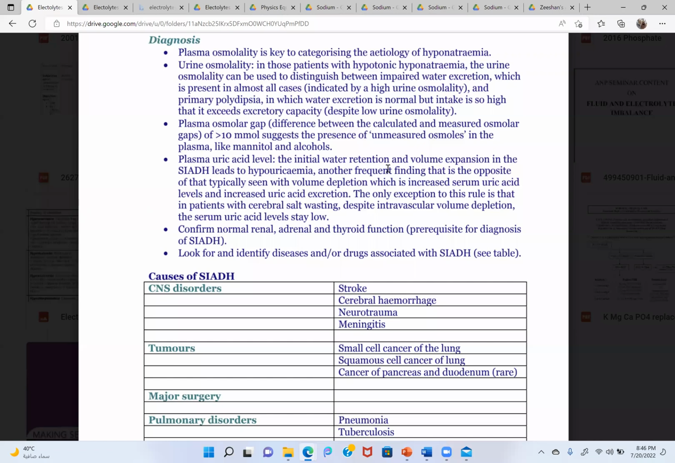The only exception to this rule is that in patients with cerebral salt wasting, despite intravascular volume depletion, the serum uric acid levels stay low. This is something new for me as well. I didn't know about it.